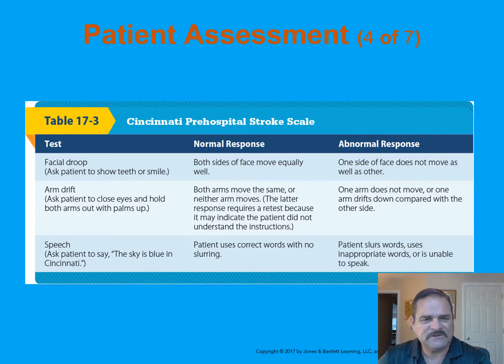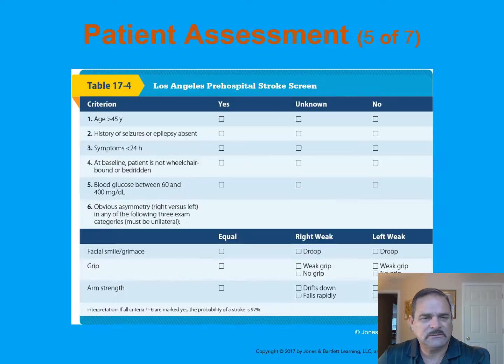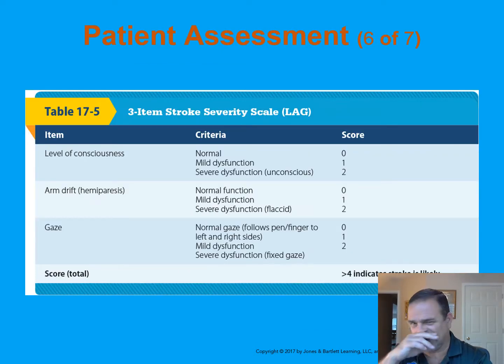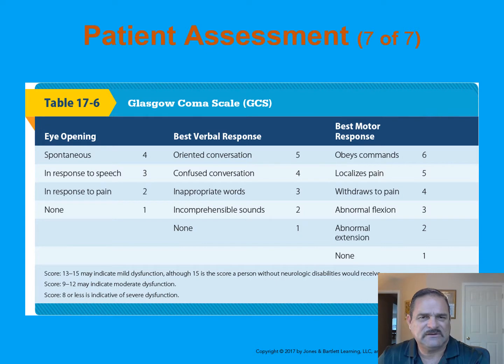All right, table 17-3, on slide 49, shows you that pre-hospital Cincinnati stroke scale. Good stuff, this is in your book, 17-3. Table 17-4 is your Los Angeles pre-hospital stroke scale. And 17-5 is your 3-item stroke severity scale. This is slide 51. And 17-6 is your Glasgow Coma Scale. Do make sure that you keep this handy. It's one of your tools that you're going to use, especially in your trauma patients, in your assessment for neurological responses. And you also use it on your stroke patients as well.